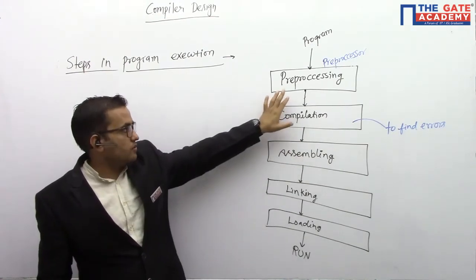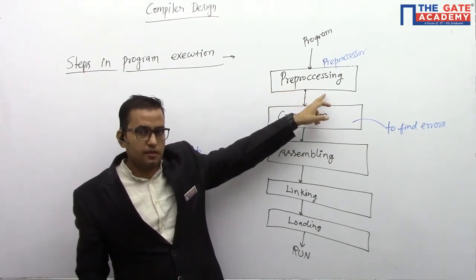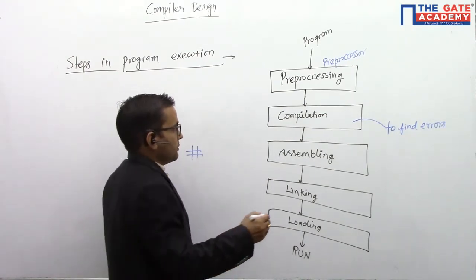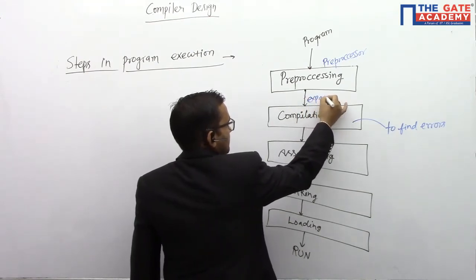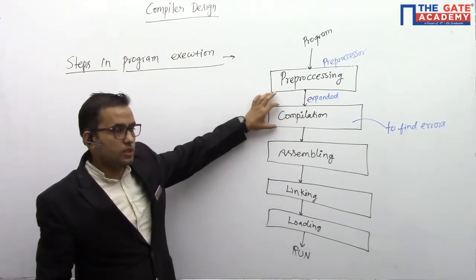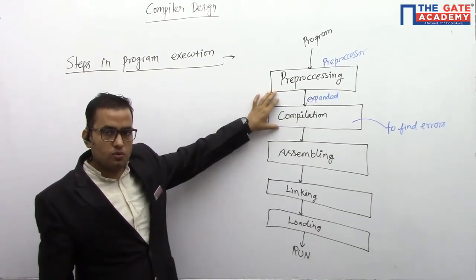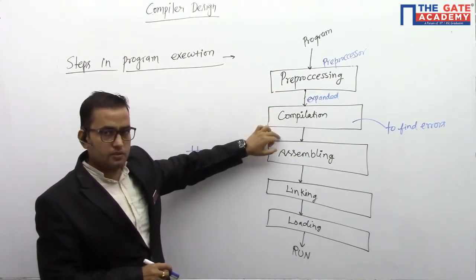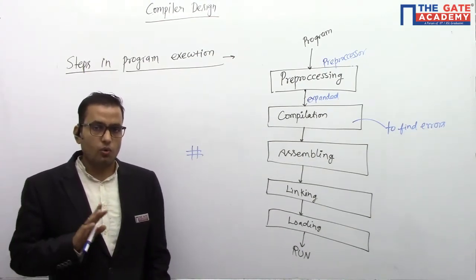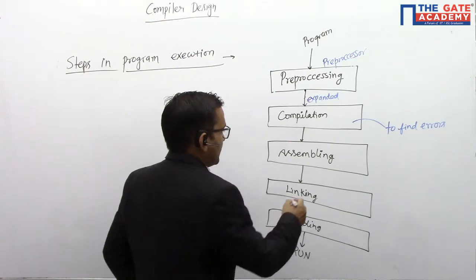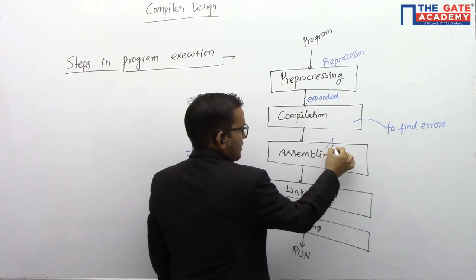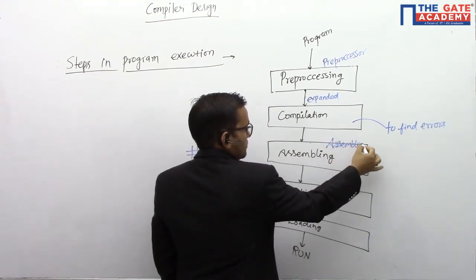So just write down preprocessing means it is done by preprocessor. It expands the source program. Now, expanded source program will be given to the compiler. So compiler does compilation. Okay, now then compiler finds errors in the program if there is any. If there is no error, then the output of the compiler will be given to the assembler.